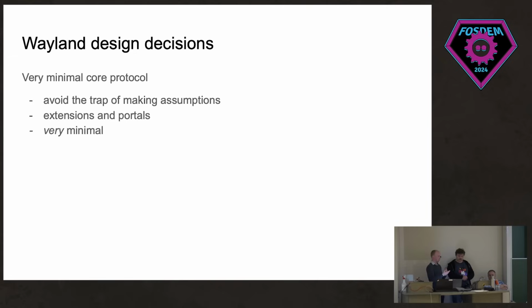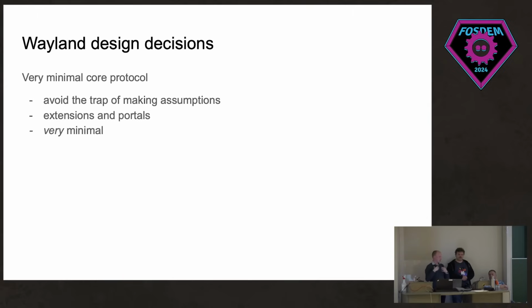So at some point, people got together. They created a new display protocol, which is Wayland. It's very minimal, but really, really minimal. It really tries to make sure it does not fall into the trap of making assumptions again. It just says, OK, we have clients that want to send something rendered to a server, a compositor, let's say.